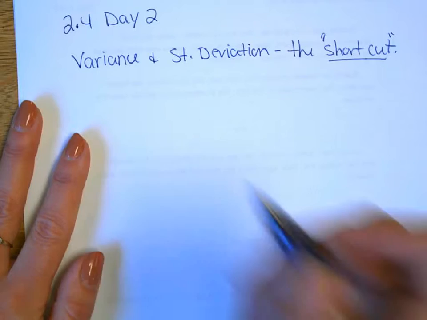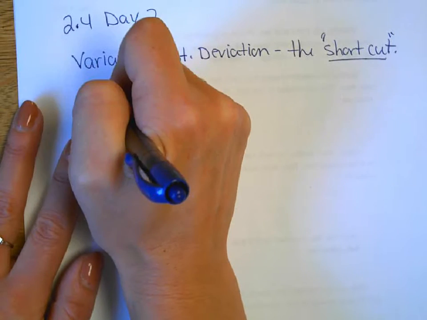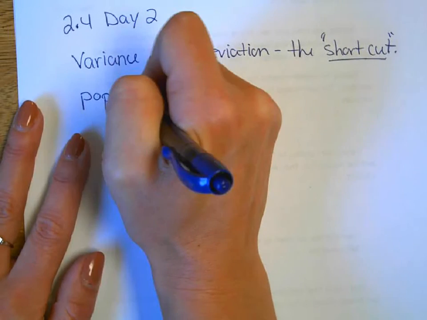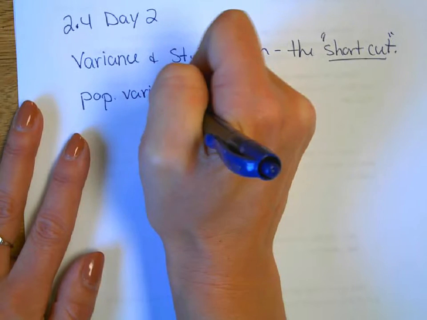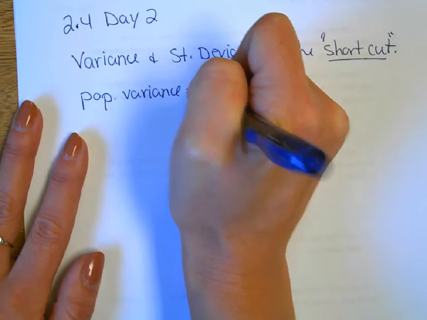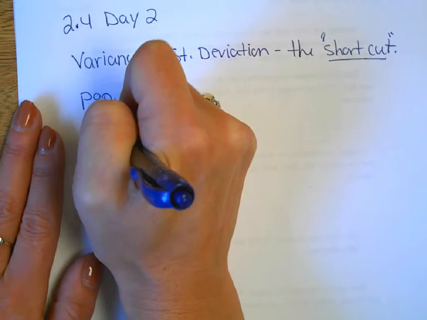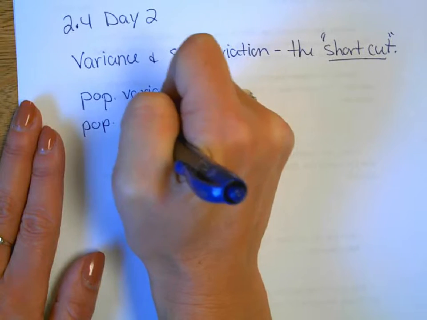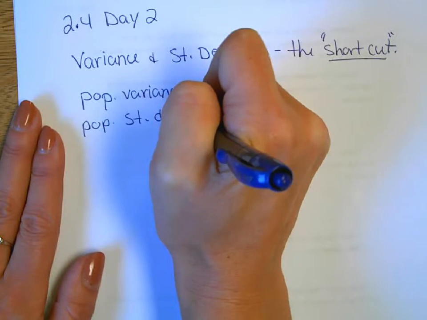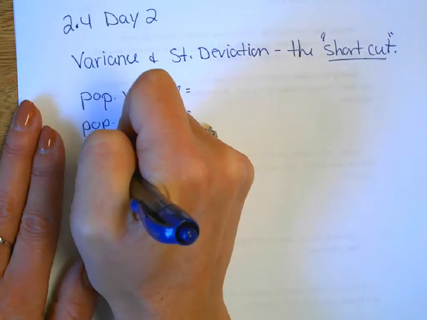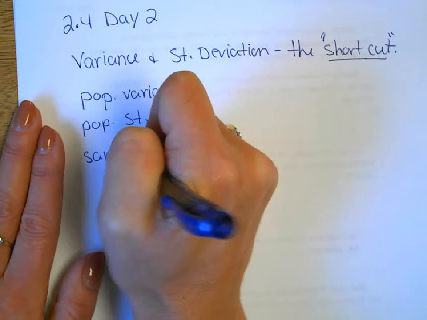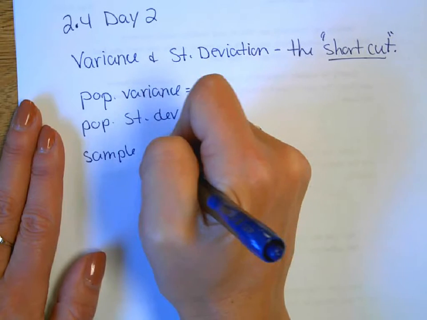First of all, I want to review the symbols because we have different symbols depending on whether we're working with population or sample. What's the standard deviation symbol? See if you remember the symbols, because the symbols are going to be on the calculator.